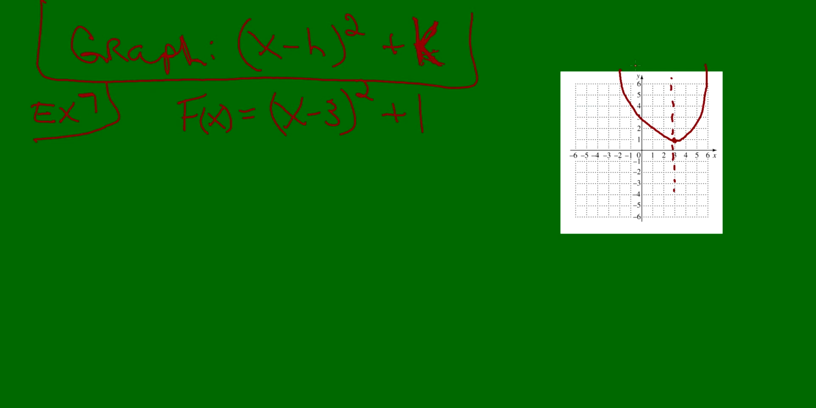Okay, and now I'll do one more for good measure. Let's say I had f of x equals x minus 2, squared, plus 3. If we get the hang of this, we're going to see that, following our model up here, h and k give us the vertex. That tells us what the vertex is immediately, as long as the equation is in that form.